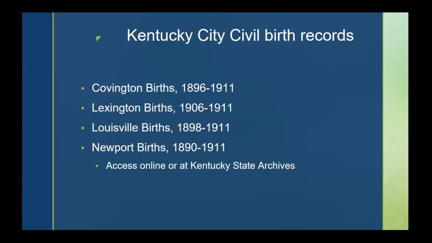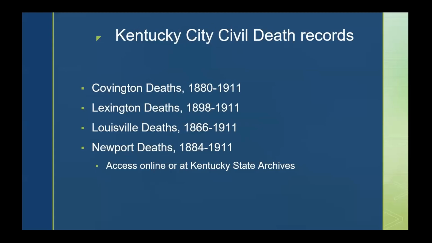So those are at Ancestry and FamilySearch, I believe, or you can get them in person at the Kentucky State Archives. And then the cities also did the same thing with the deaths. You can see that Louisville started quite early with the deaths, 1866, and the others kind of came in a little bit later.